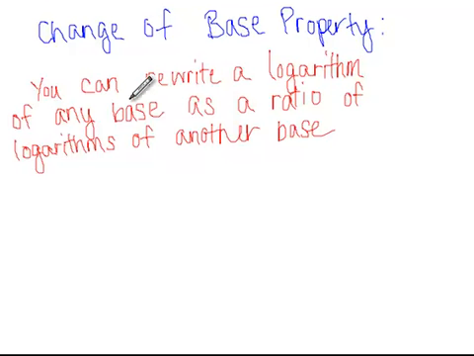It's the change of base property. It states you can rewrite a logarithm of any base as a ratio of logarithms of another base. You have this property on the first page of this chapter. You have it on page 477. But the best way to look at this, I believe, is through example.